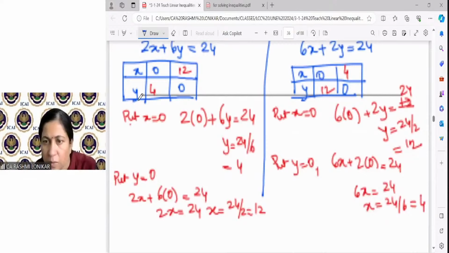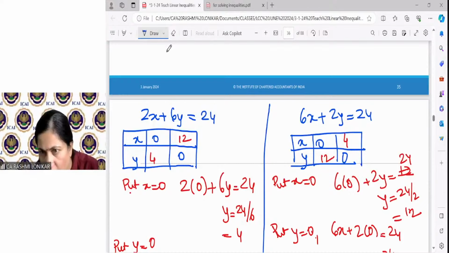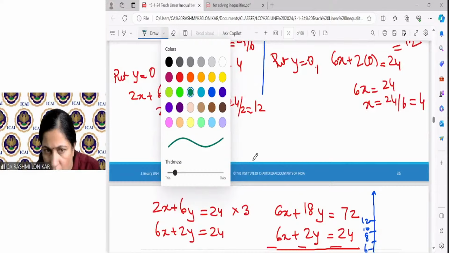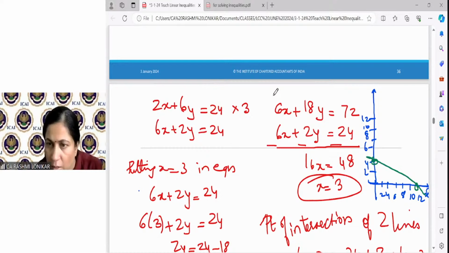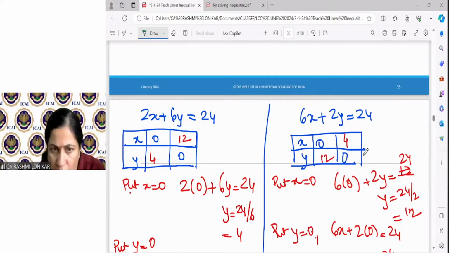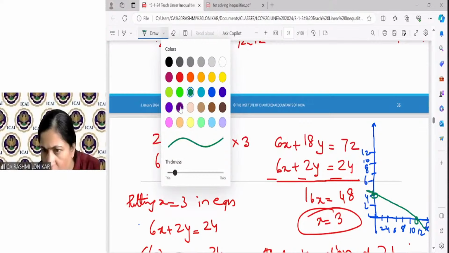First line 0, 4 and 12, 0. Okay. 0, 4 and 12, 0. This point. Okay. So this is my line 1. Okay, this is my line 1. And the second line is 0, 12 and 4, 0. So, second line, if I use, this is 0, 12 and 4, 0.